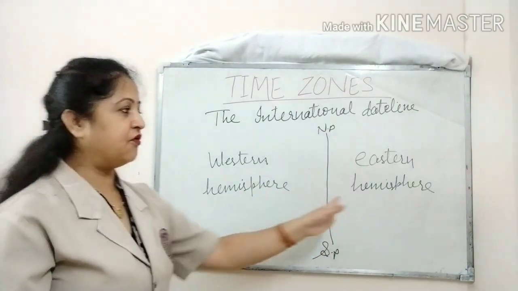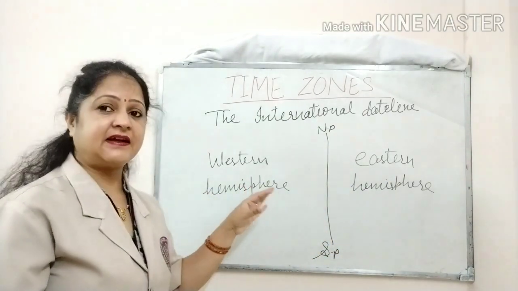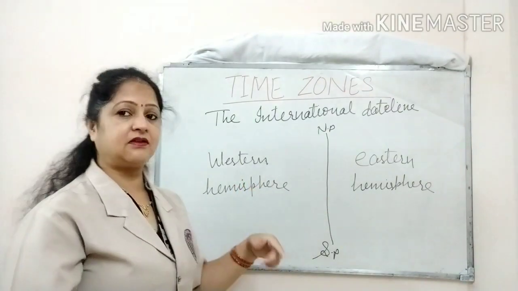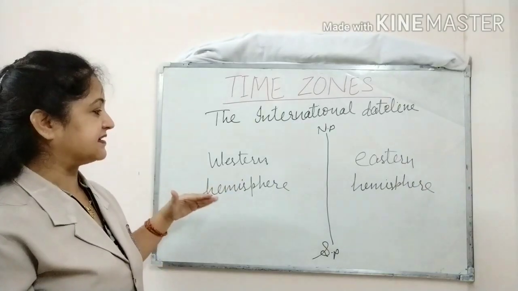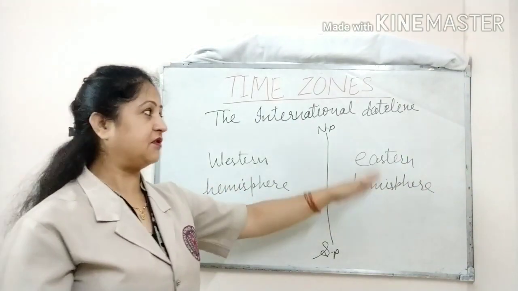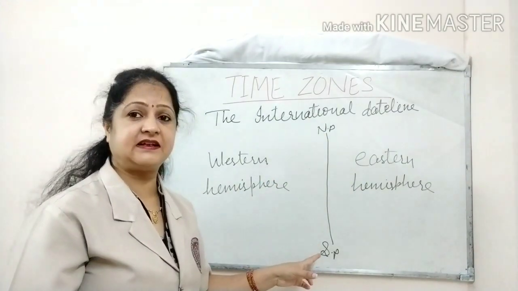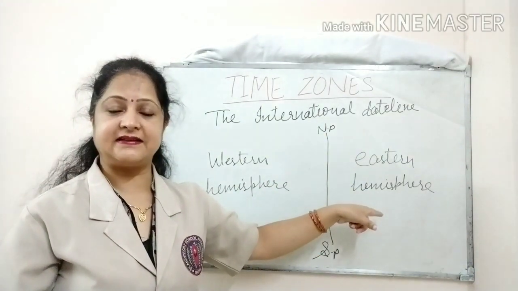If we move from the Eastern Hemisphere towards the Western Hemisphere, the day increases and the date also increases by 1. But when we move from the Western Hemisphere to the Eastern Hemisphere and cross this international date line, the day and date decrease.